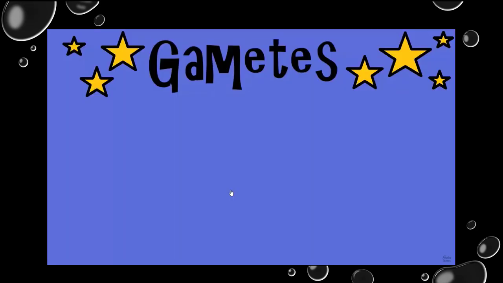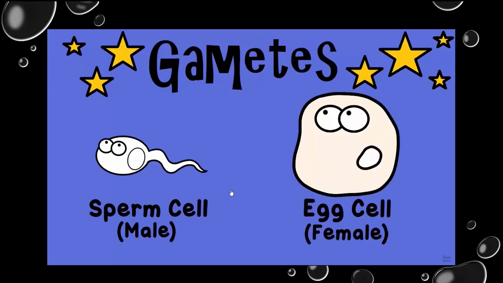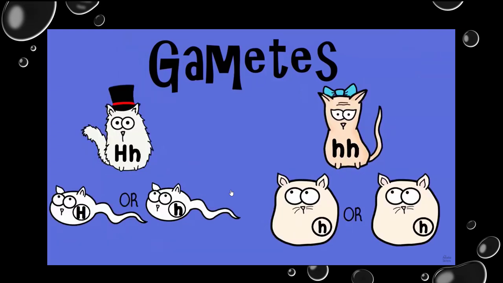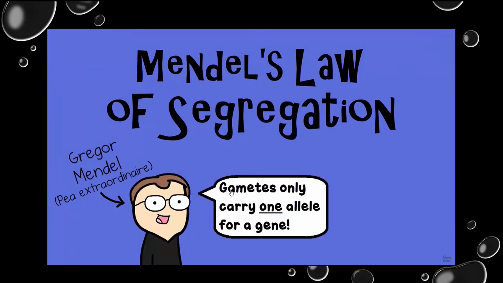Gametes are sperm cells if male and egg cells if female, and they contain half of the genetic material of the cat's body cells. So it makes sense that if there are two alleles, the letters, in the big H, little h parent, then a gamete would only carry one letter, a big H or a little h. This is known as Mendel's law of segregation. The gametes only carry one allele for a gene.